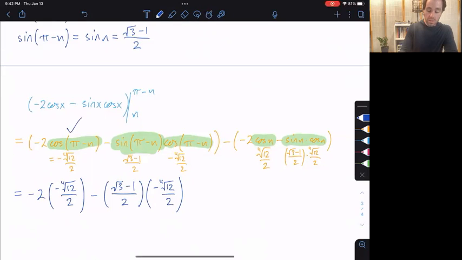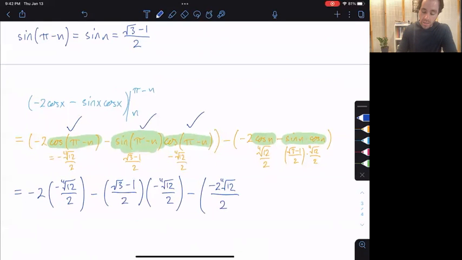So far we've done this, this, and this. And now it'll be minus, okay, the minus signs can make your head spin here, but it's minus -2 times this. So -2 fourth root of 12 over 2. Don't worry, we're going to be simplifying a lot in here. And then minus root 3 minus 1 over 2 times fourth root of 12 over 2.